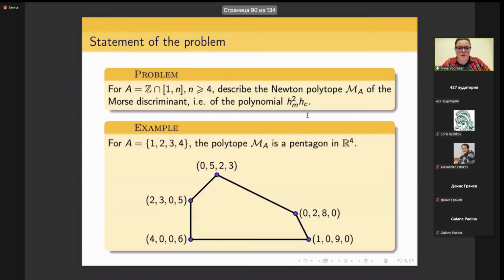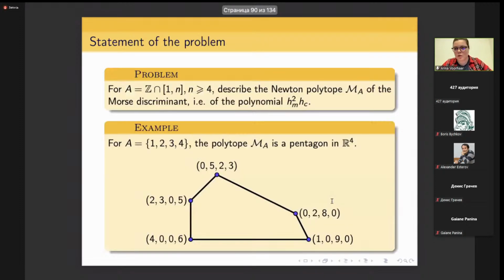For now, in the case 1, 2, 3, 4, this polytope can be computed by taking the product of polynomials on the previous slide, expanding it, and finding the leading monomials, and you're done. It's a pentagon in R4. The fact that it's a pentagon in R4 is pretty logical, but I will answer that question if anyone in the audience wants to know.